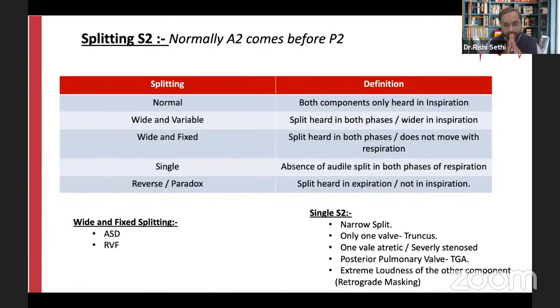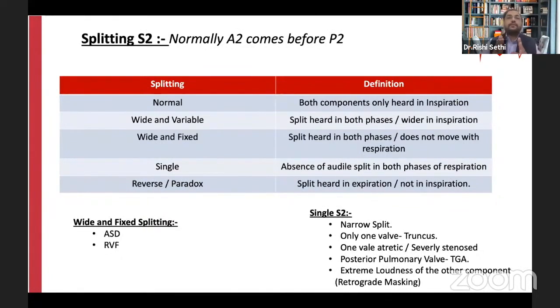move with the respiration. A single P2 is when there is an absence of audible split in both the inspiration and expiration. In both inspiration and expiration, you are hearing just one single sound, and that is classified clinically as a single S2. And then you have a reverse or a paradoxical splitting in which in inspiration, the splitting is not heard, while on expiration, the splitting is heard.